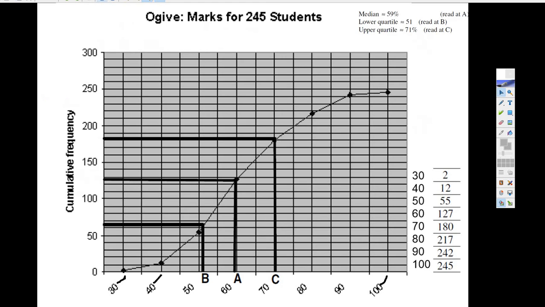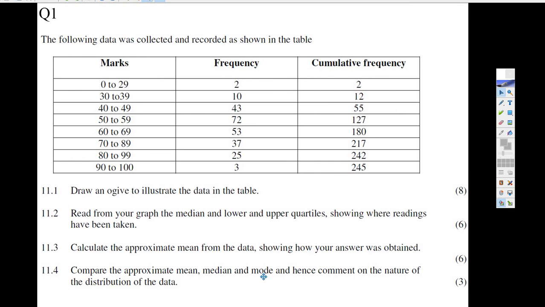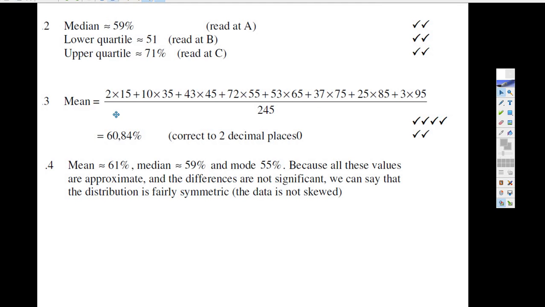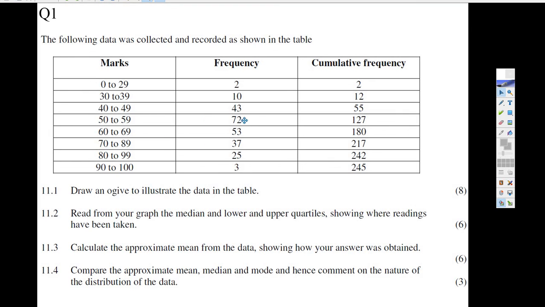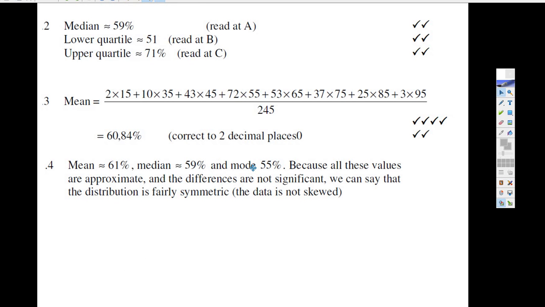Now, the last question was, can you look at these things, compare them, and talk about the distribution? Well, if you look at the mean and the median and the mode, the modal class is here. We get it as 55%. Let's go back and take a look here. Do you see 72? So between 50 and 59, right in the middle, 55%. That's how they got the mode. They went to the middle of this class interval here. The modal class is actually 50 to 59. But that's where they got the 55% from.